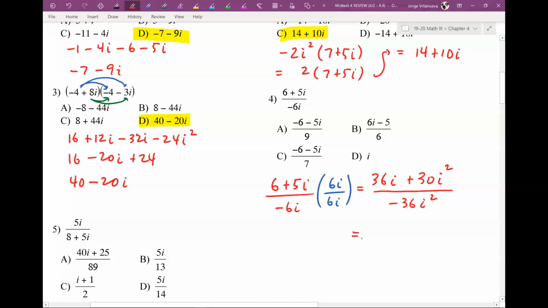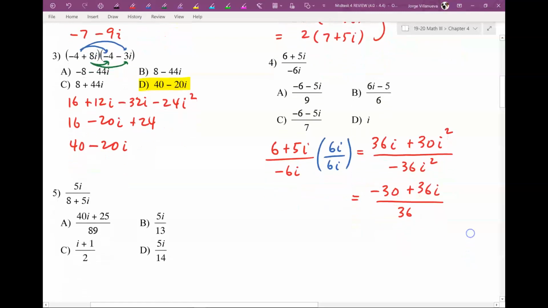Now 36i plus 30i squared. 30i squared should actually be a negative 30. So let me write that right here. Negative 30 plus 36i. And then negative 36i squared should be a positive 36. Okay, so now let's reduce this thing here.